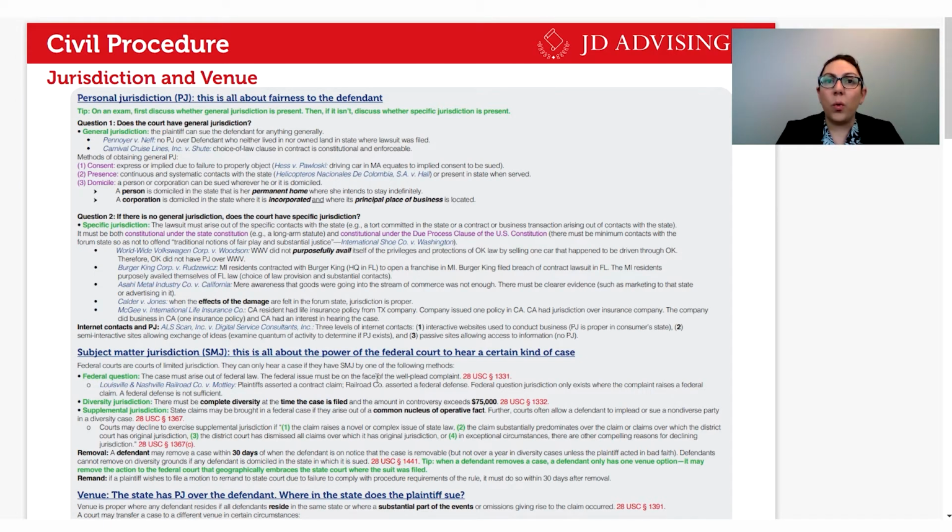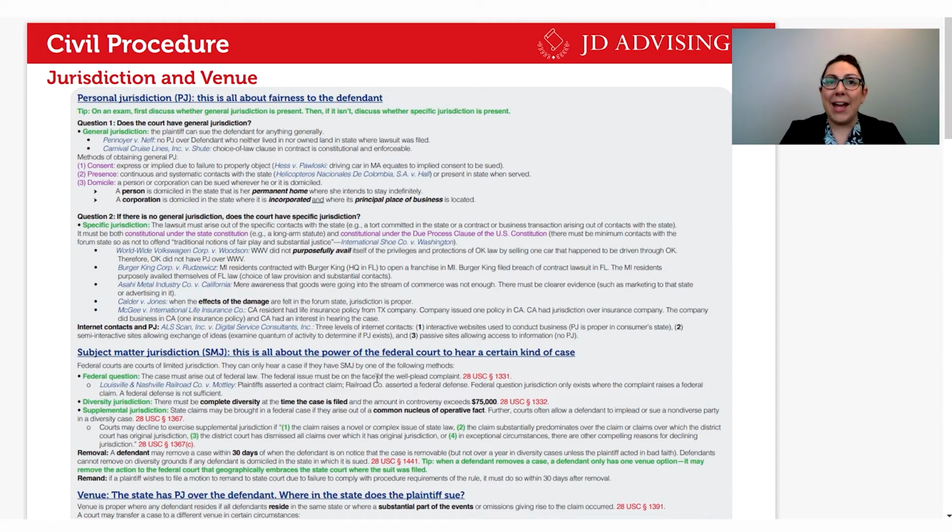In order for a court to have specific personal jurisdiction, it has to be constitutional. It has to meet the Due Process Clause of the Constitution, and there are actually two requirements. In order for there to be specific personal jurisdiction, the U.S. Constitution has to confer jurisdiction, and we'll talk about the test to make sure that it's present in just a minute, and the state constitution has to confer jurisdiction.